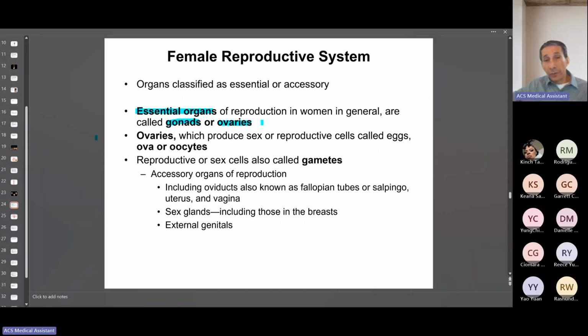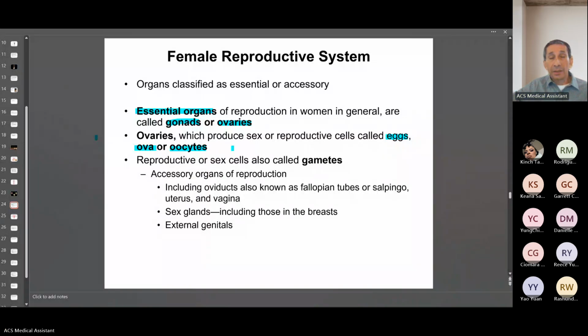Now, the ovaries, in the same fashion as the testicles or testes, are going to produce the female sex cell, which is called eggs. Remember, you can call it eggs, you can call it ova, or you can use the medical term, oocytes. So it has a few more terms than the testicles. Testicles, that's it. These female gonads are called ovaries.